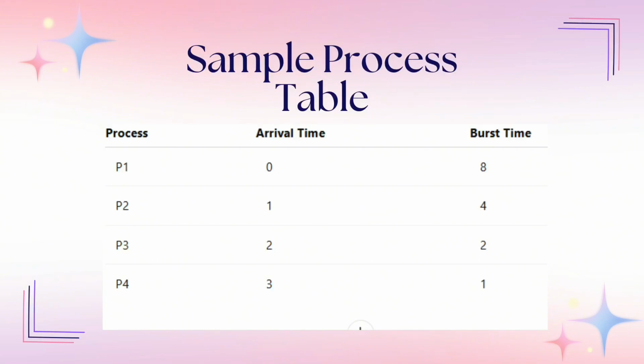Now let's look at an example. We have 4 processes: P1, P2, P3, and P4. Each process has an arrival time and a burst time. These values will help us decide which process the CPU should execute.